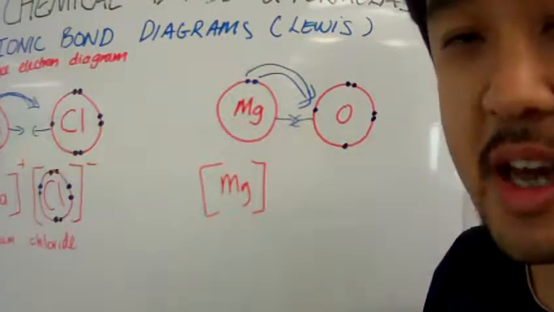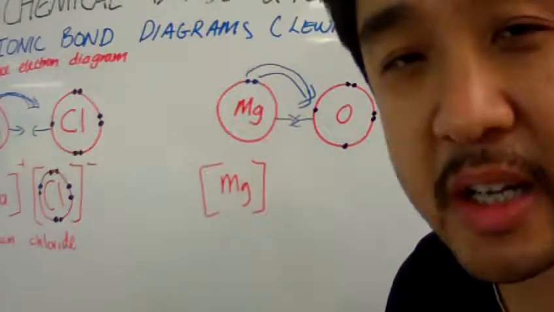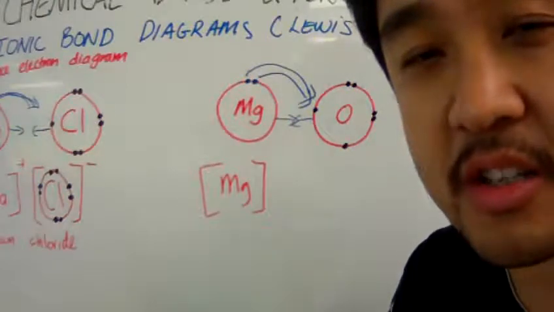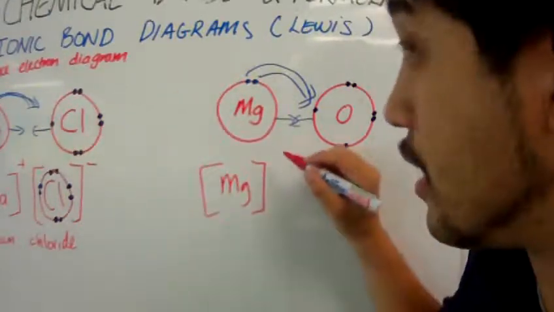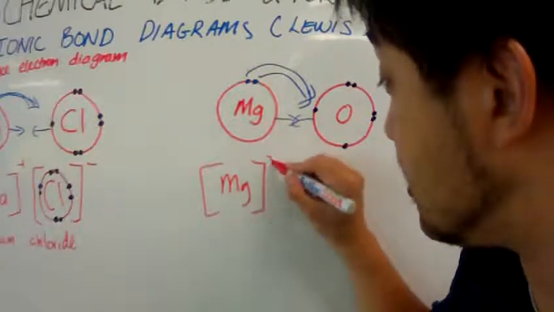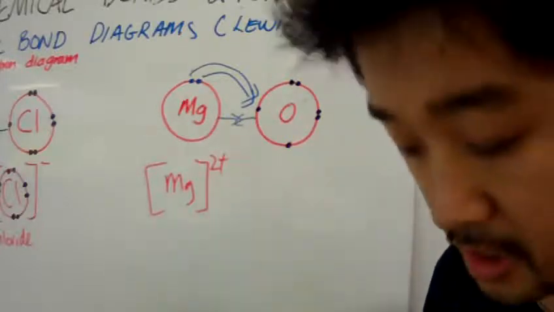And to illustrate that, we draw the bracket. And what's the charge of this magnesium ion? Well, it has 2 extra protons compared to electrons, because magnesium did give away 2 electrons, so it is now a 2+ charged ion.